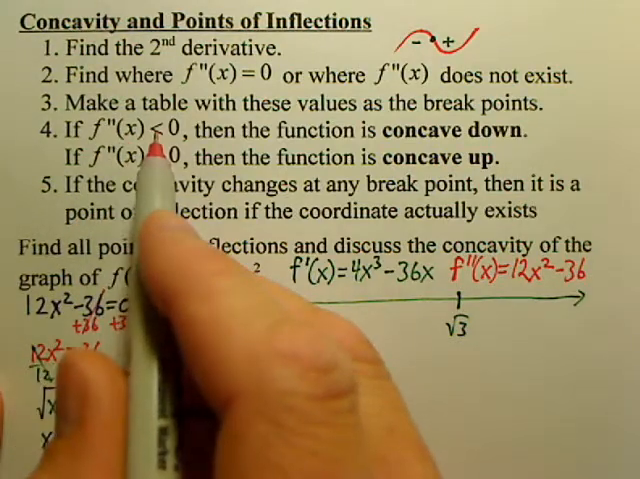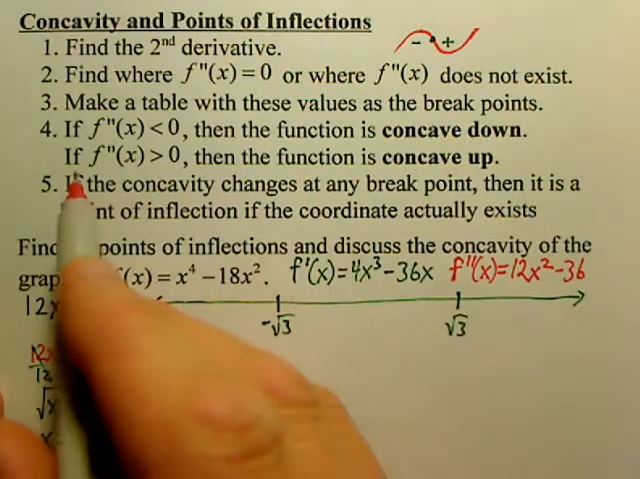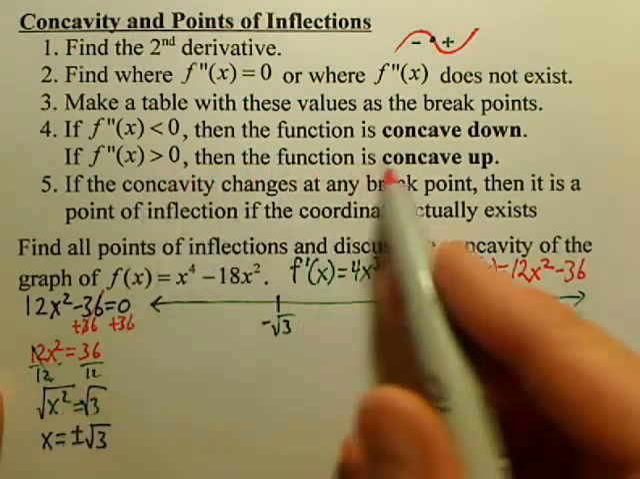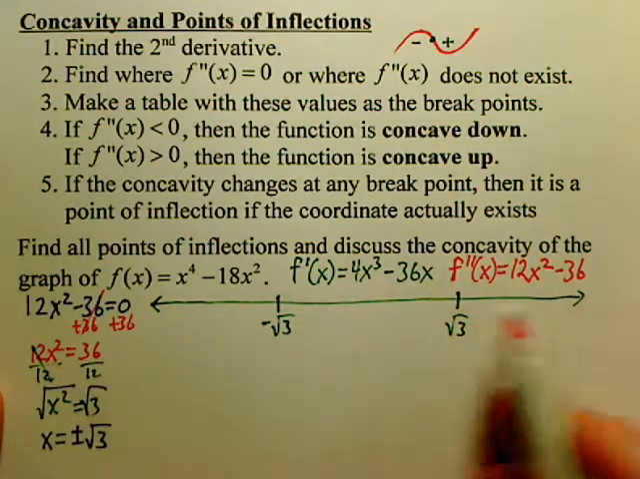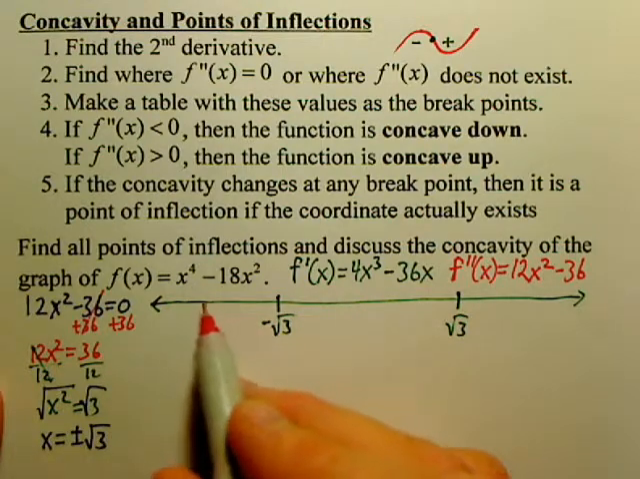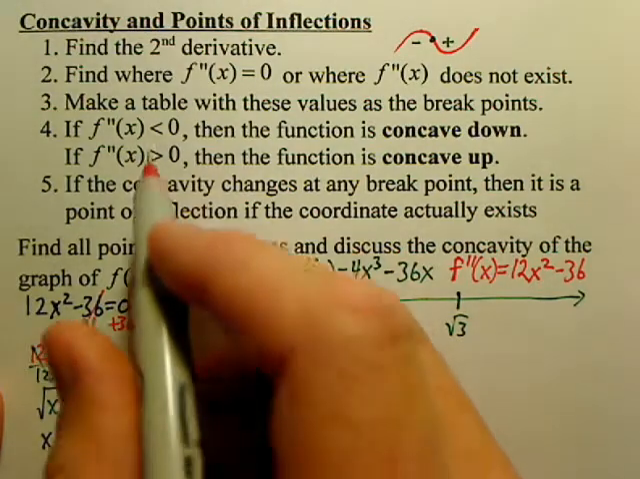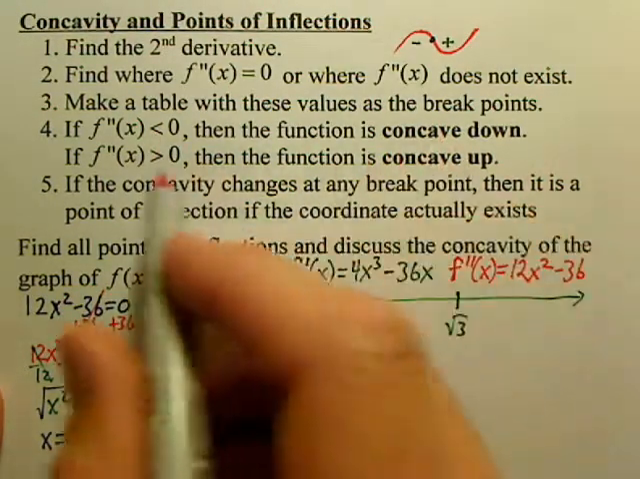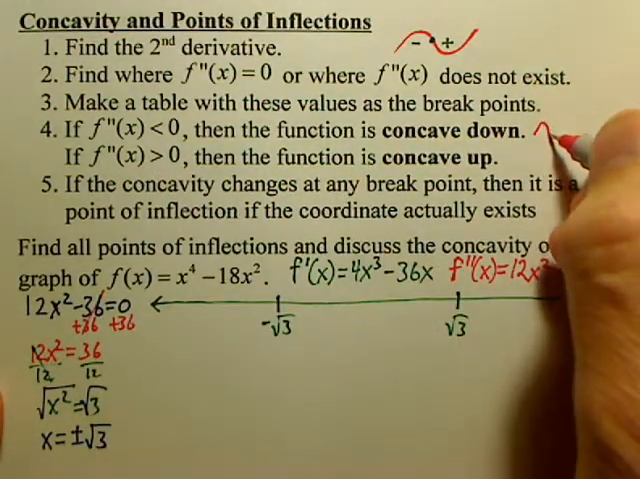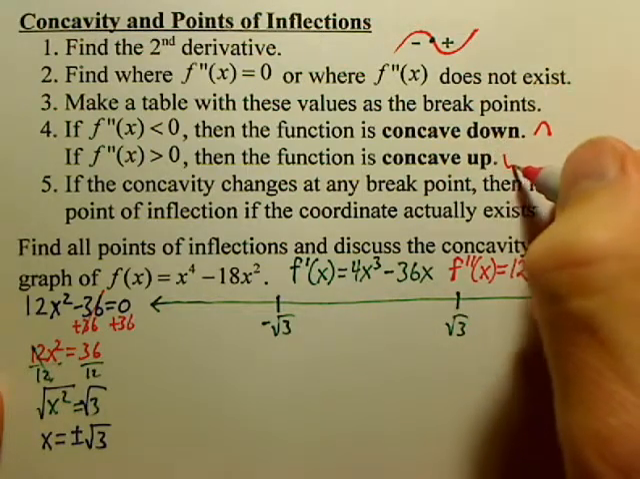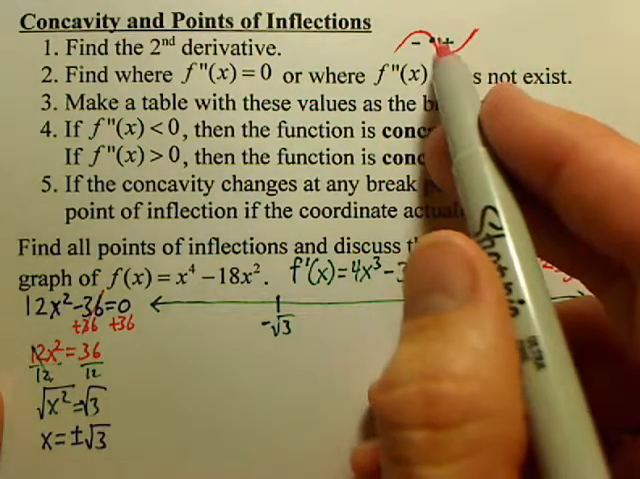Okay, next. If the second derivative is less than 0, which is negative, then the function is concave down. If the second derivative is greater than 0, which is positive, then the function is concave up. So on this interval and on this interval, I'm going to plug in a value. If I plug a value in here and it's negative, it's concave down. If it's positive, it's concave up. Because negative is concave down, sad. Concave up is happy, positive. That helps remember what we talked about up here.